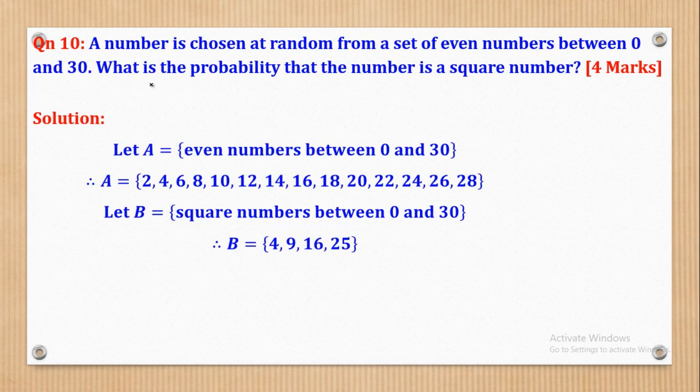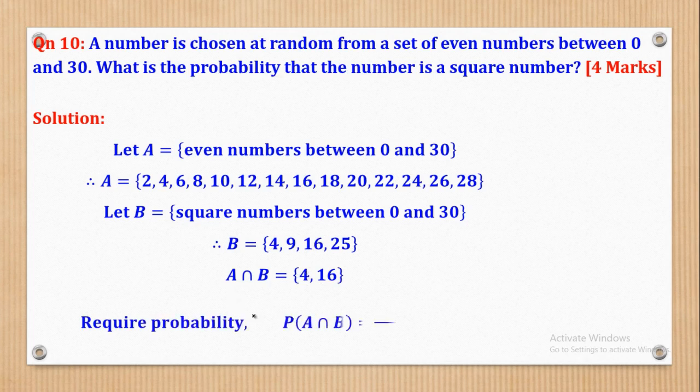25. Now the question said, what is the probability that the number is a square number? So we are looking for the intersection. So the intersection is what is common in both. This 4 is common in both, and also 16 is common in both. Therefore, the set of A intersection B will be 4 and 16.